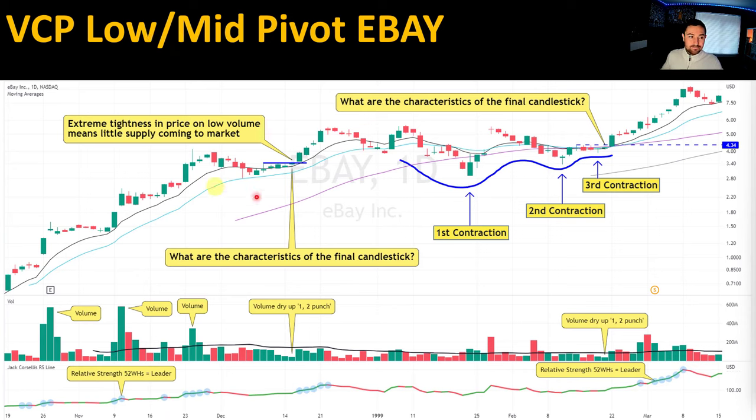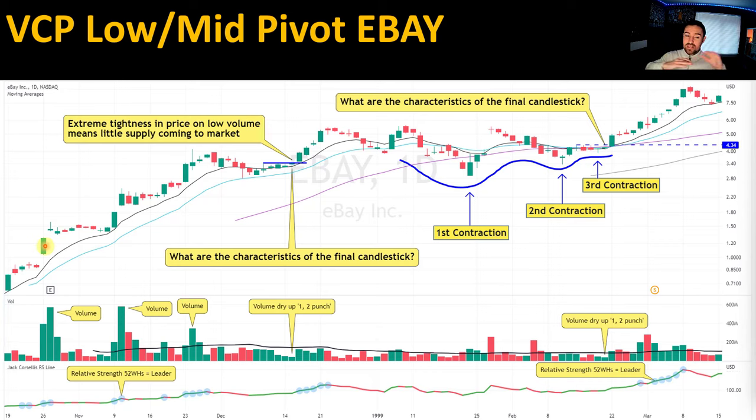Now, this is eBay in here. So I'll actually start over here. eBay is obviously in the context of a very powerful uptrend. This was soon after its IPO. We can see it's a leader. We've got the 52-week highs. Look at the bounce of volume coming through as well. And look at the kind of relationship with price as well.